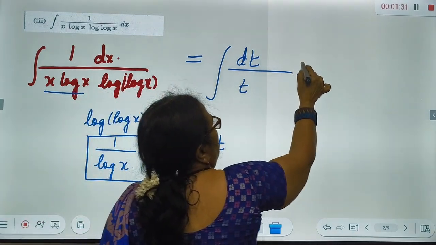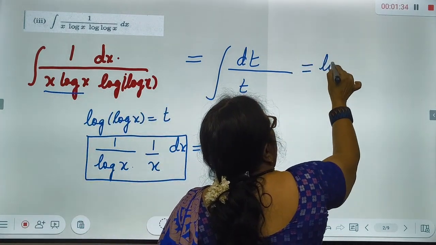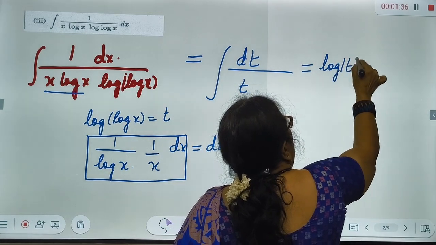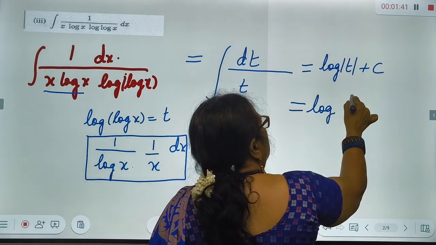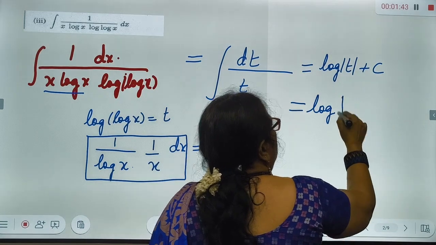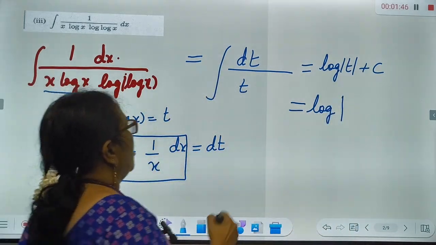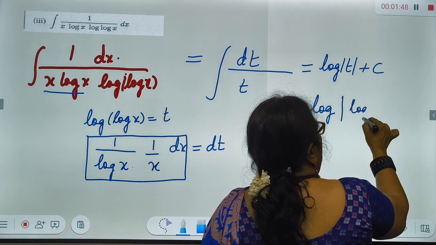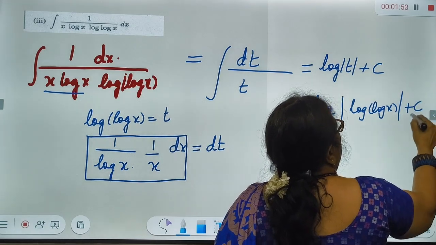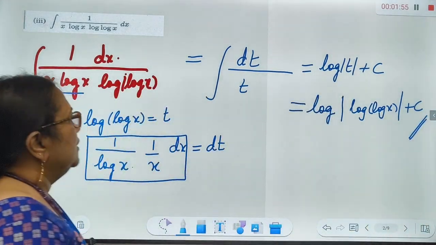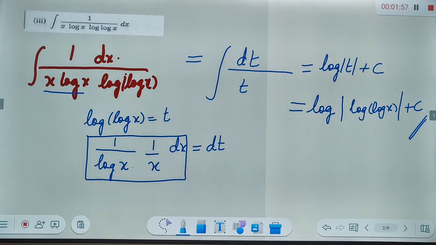So this is integral of 1 by t, which is log mod t plus c. What is t? Log of log x. So the answer is log of log x plus c. So making the right substitution helps us to simplify the problem and the process of integration becomes much easier.